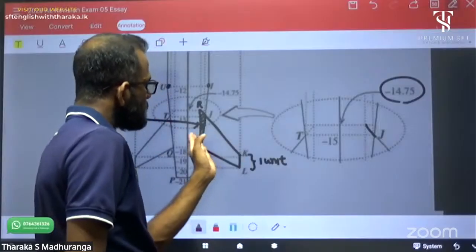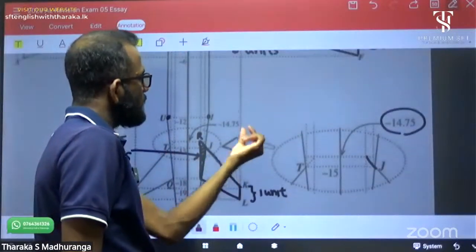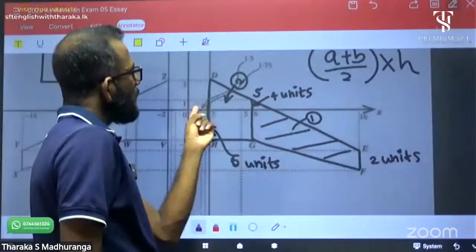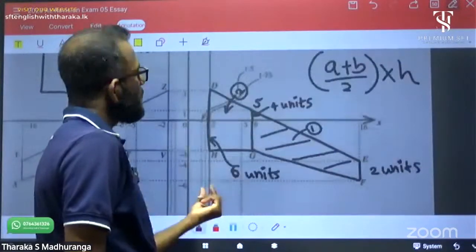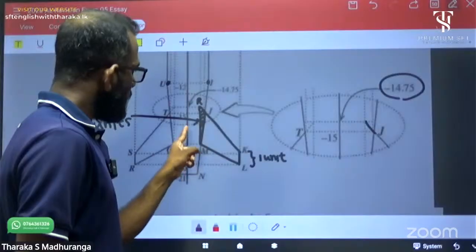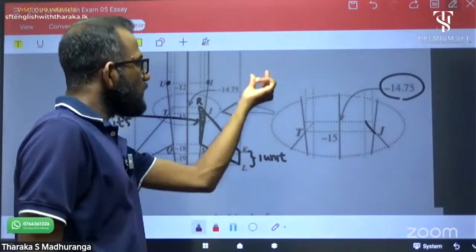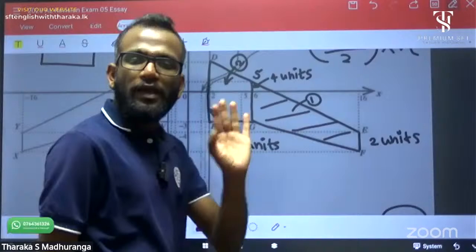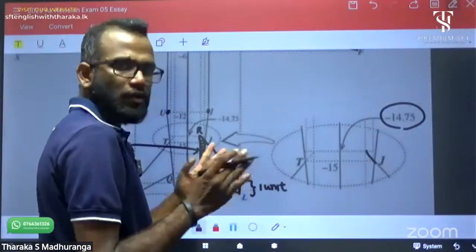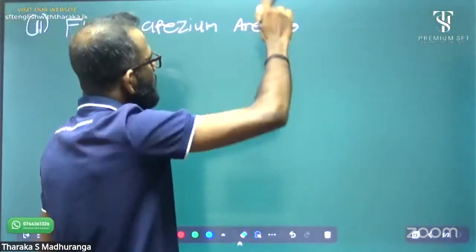What's the perpendicular height? R x-axis coordinate 1.5, right? M coordinate also 1.5. Then KL x-axis coordinate 5. Then 5 minus 1.5 is the perpendicular height. 5 minus 1.5, it is 3.5. Now, the full trapezium area.